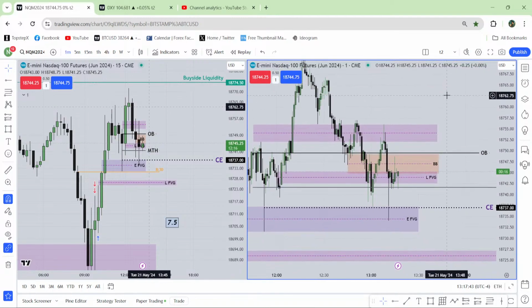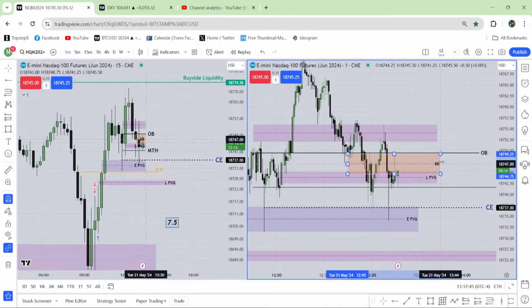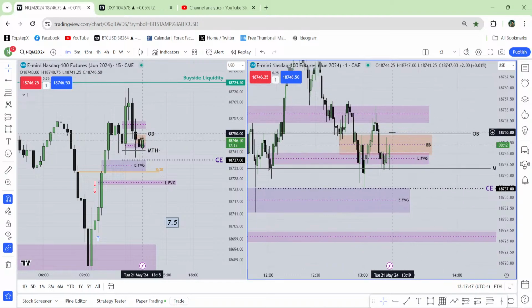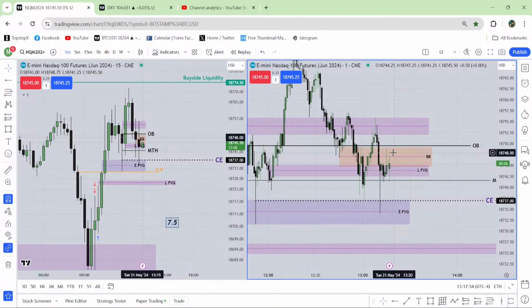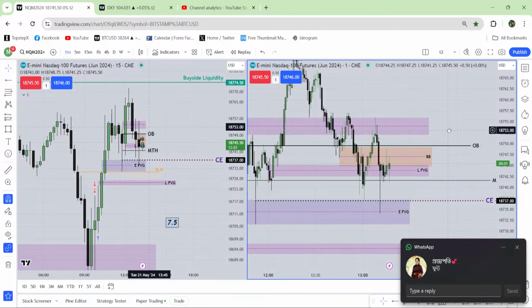So the first time I got stopped out by this breaker. If the market closes above the breaker, I will take re-entry. Okay, I will take re-entry. The second time I am not going to wait to retest the breaker block.